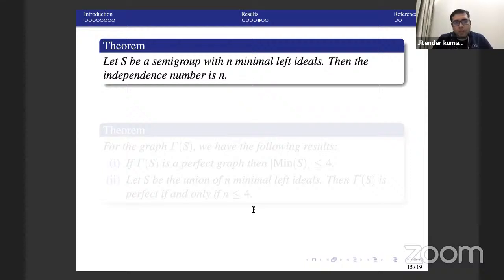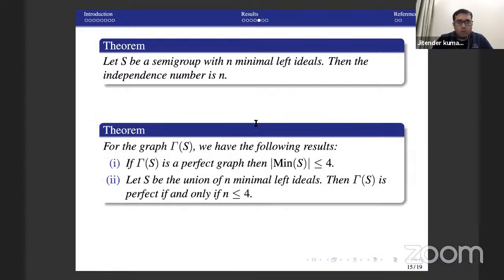Further, we have found the independence number of our graph. So if S is a semigroup which has n minimal left ideals, then its independence number is n. Further, perfectness is observed for the graph gamma S, the intersection ideal graph of the semigroup. If it is perfect, then the number of minimal left ideals of S is at most 4. And if S is the union of n minimal left ideals, then gamma S is perfect if and only if n is at most 4.